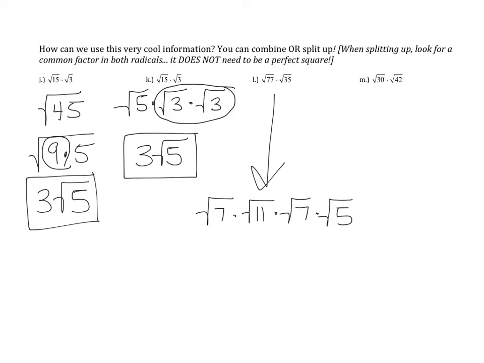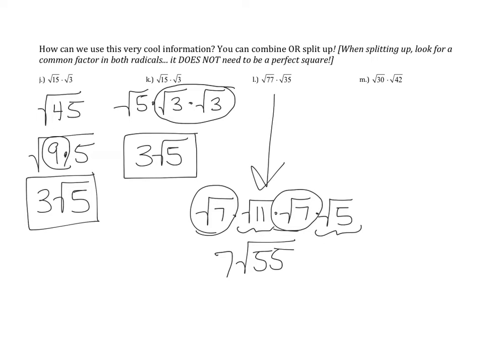So I've just broken everything up. Oh, well, I have two of the same radical. The square root of 7 times the square root of 7, well, that's just going to give me 7, right? Because it would give me the square root of 49, which is a 7. And then you can multiply together the square root of 11 times 5, which is going to give me 55. Now, that doesn't necessarily mean you're finished, right? It just helped us get started.